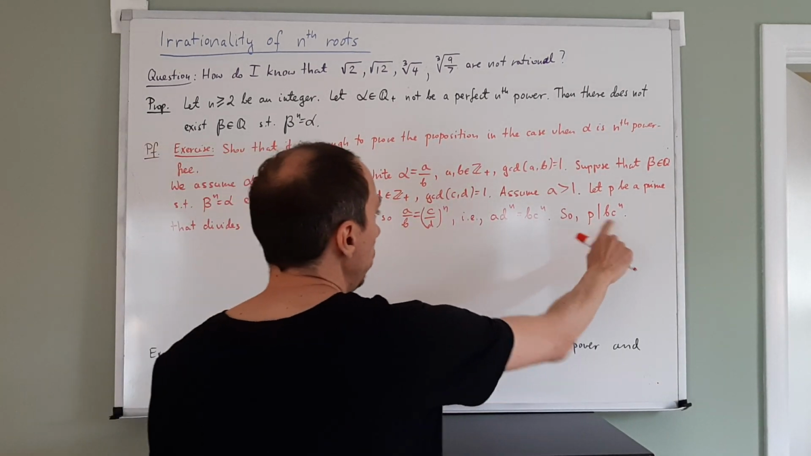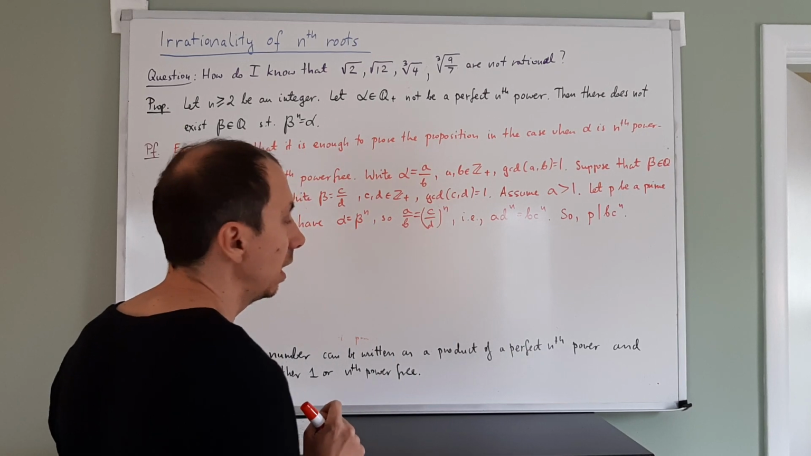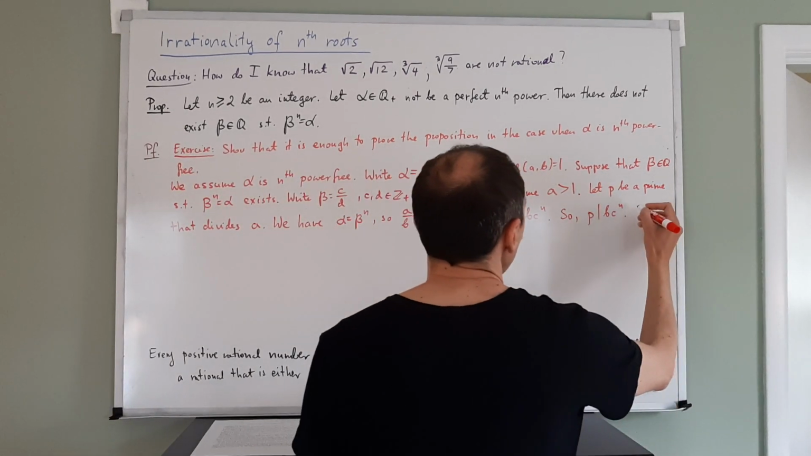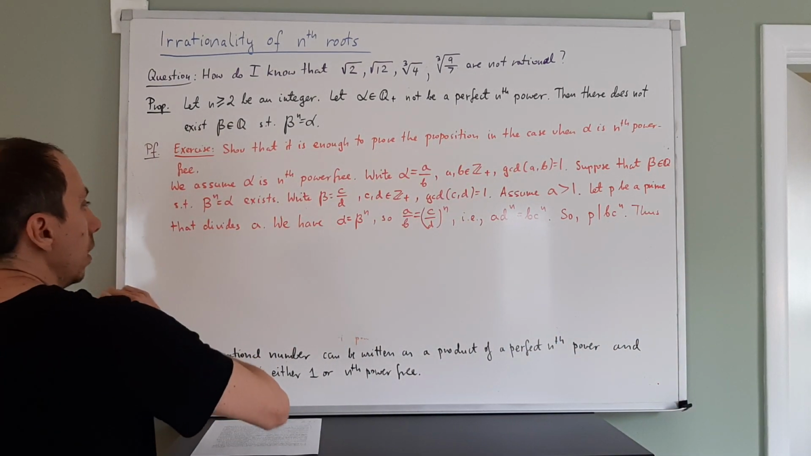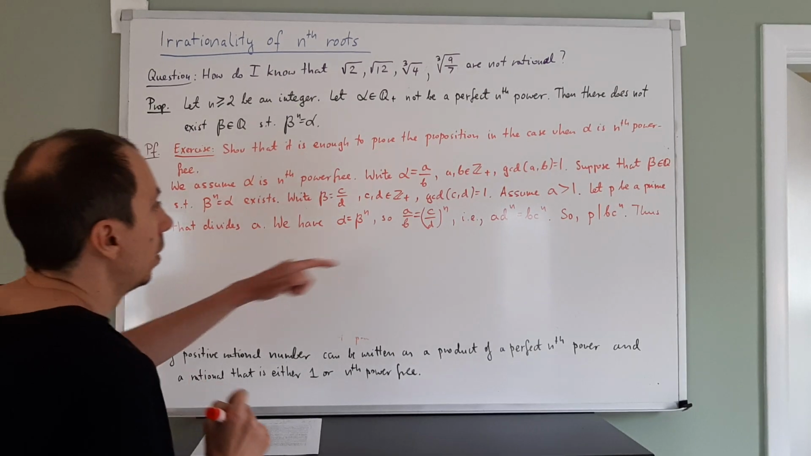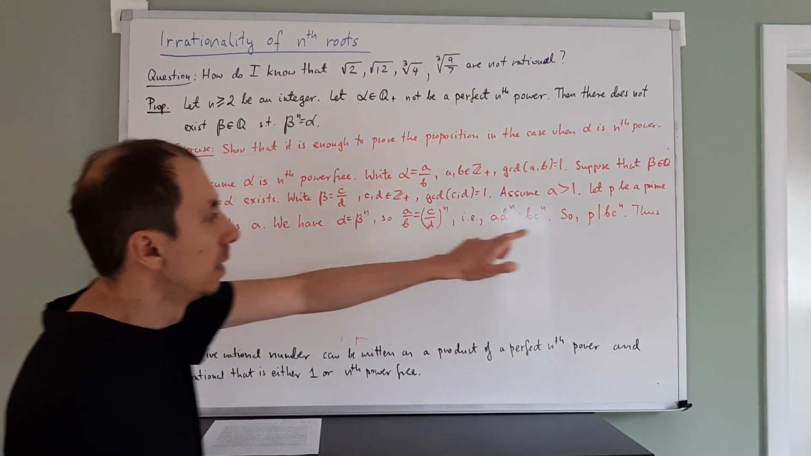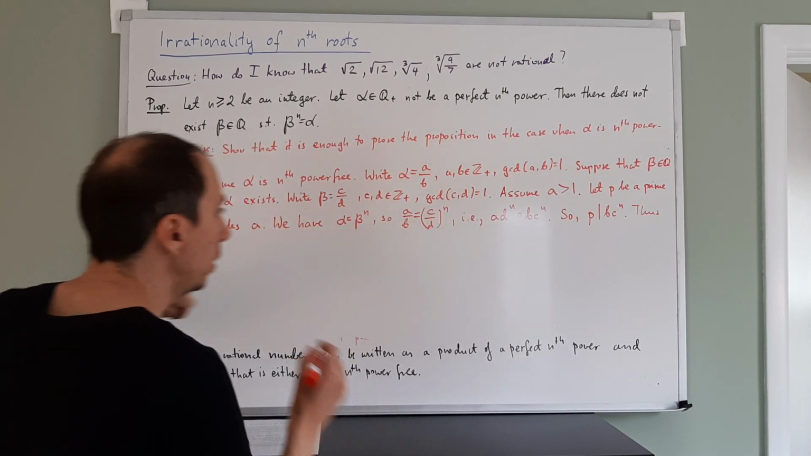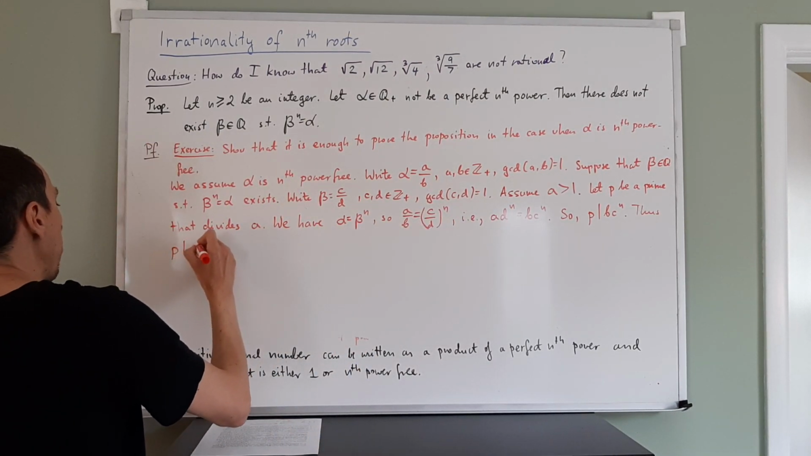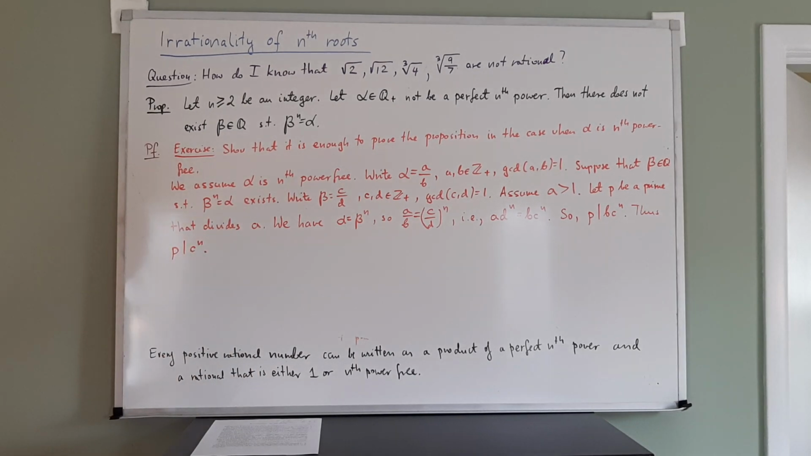Okay, but P being a prime, if it divides a product, then it divides one of the factors. But P already divides A. So P cannot divide B because the GCD between A and B is 1. So that means P must divide C to the n. Okay, but then on the other hand, if P divides C to the n, this is again a product of integers, and the prime divides the product if it divides one of the factors.